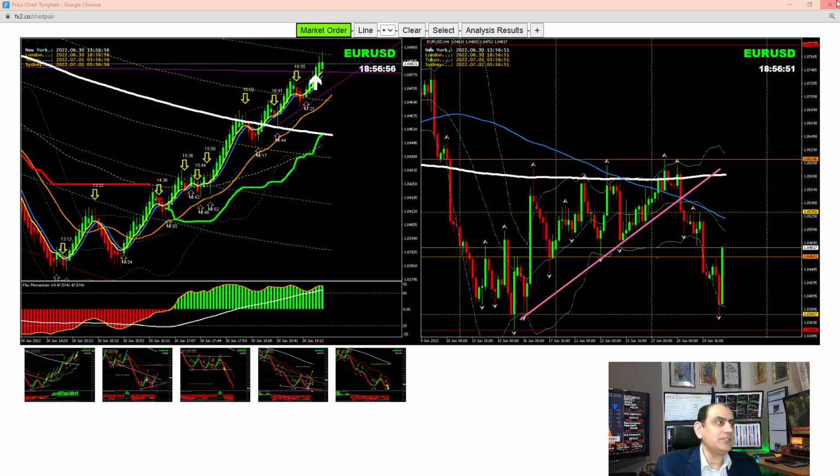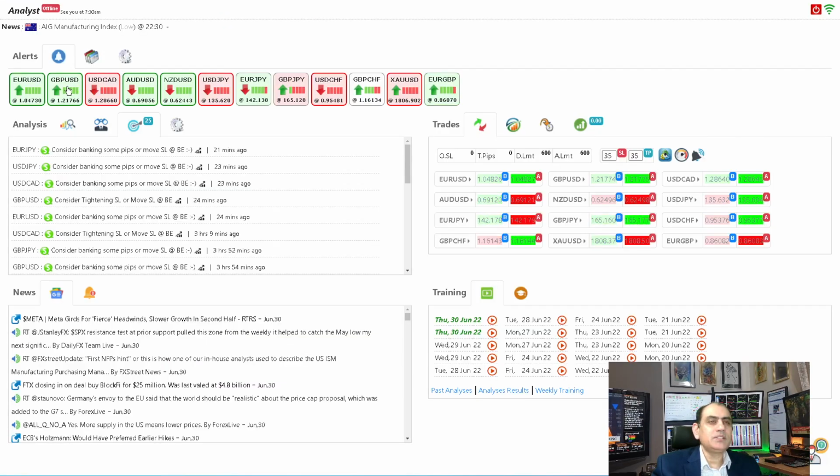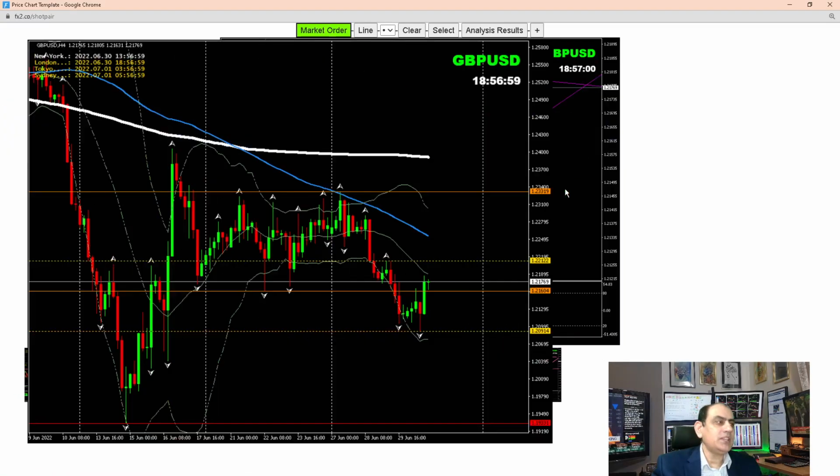Amazing trade. All right, so pound dollar, let's see here the pound dollar. If you look at the pound dollar, we've been short here. We had this breakout, as you have seen in my previous analysis.